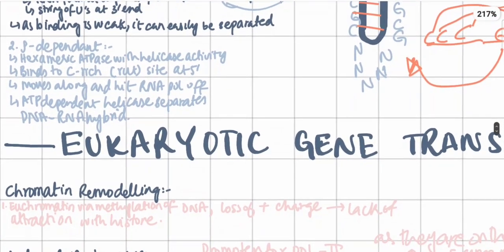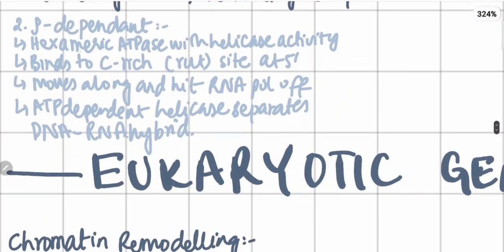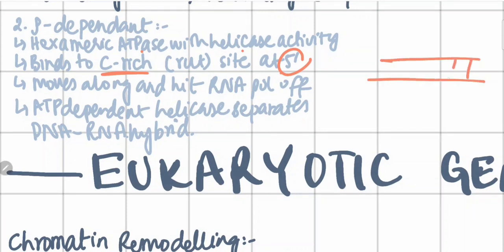But what is rho dependent? What is rho? Rho is actually a hexameric ATPase with helicase activity. So what it's going to do, it's going to bind to a C-rich rut site at the 5' end. The rho is a protein which will join, this is a 5', will join at a C-rich site, which is called the rut site, right? And then it will move along. This is the rho protein, this is the rut site.